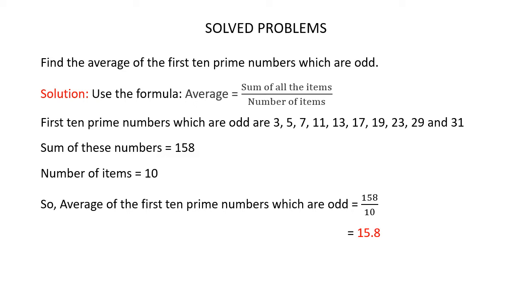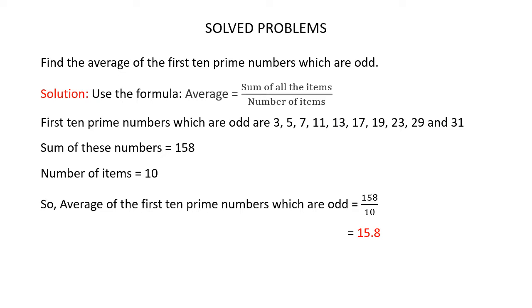the number 1 is an odd number, but it is not a prime number. So you cannot include 1 here in this list. So don't get confused about that. 1 is not a prime number. So these are the first 10 prime numbers which are odd.